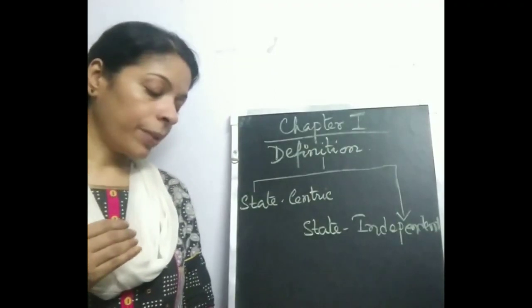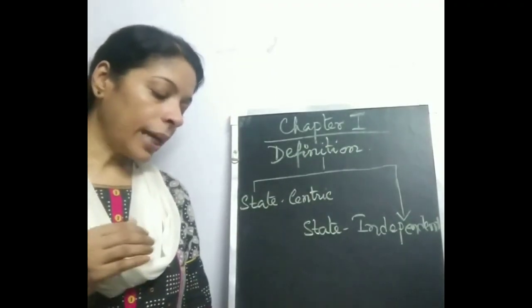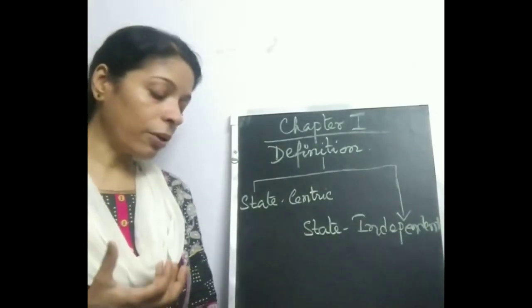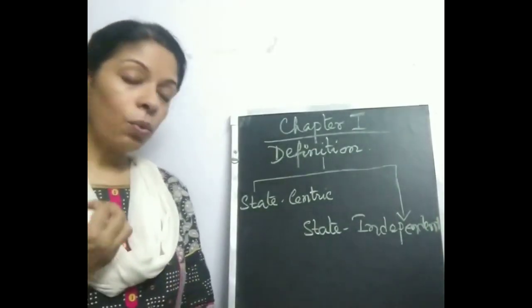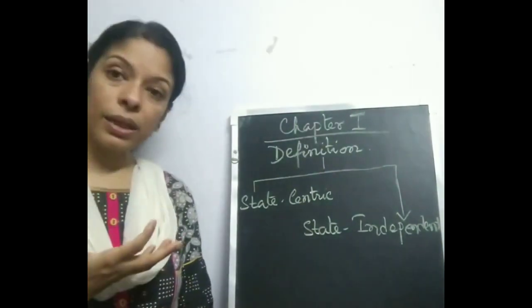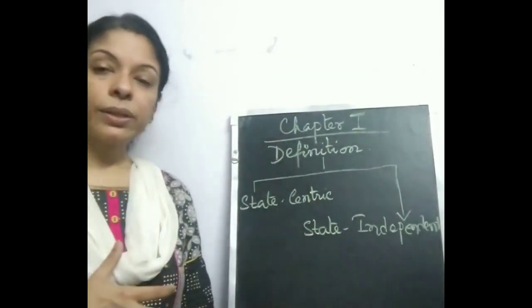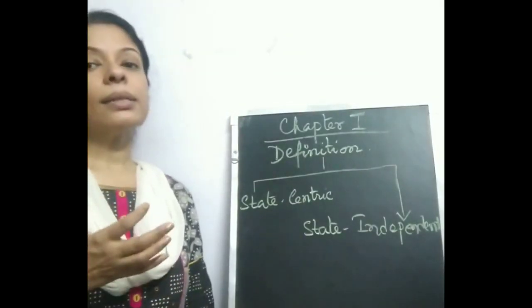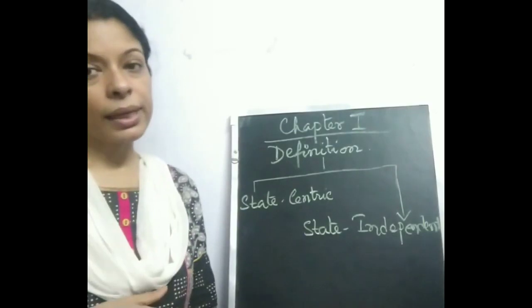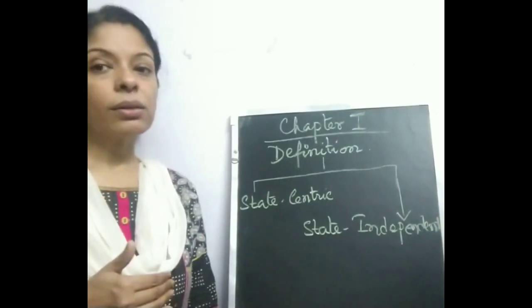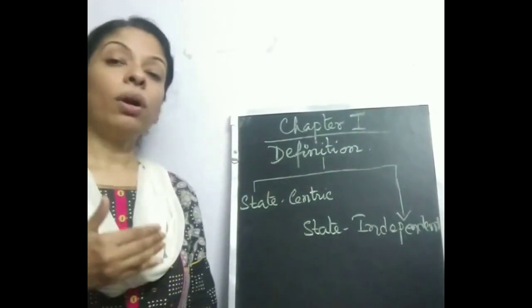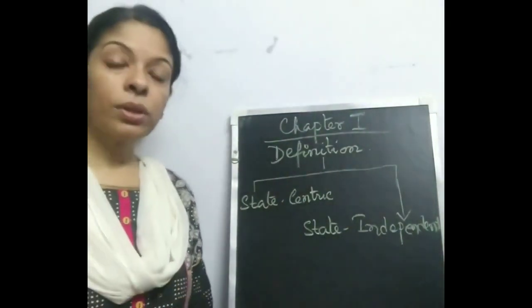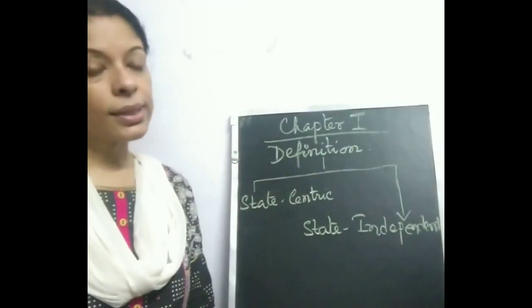Then we have Gettell, according to whom political science deals mainly with what the state is, or rather what the state was, what the state is in its present condition, and what the state should be, or what it is going to be. That is all that we study in political science. So according to Gettell also, the main focus is on the state.